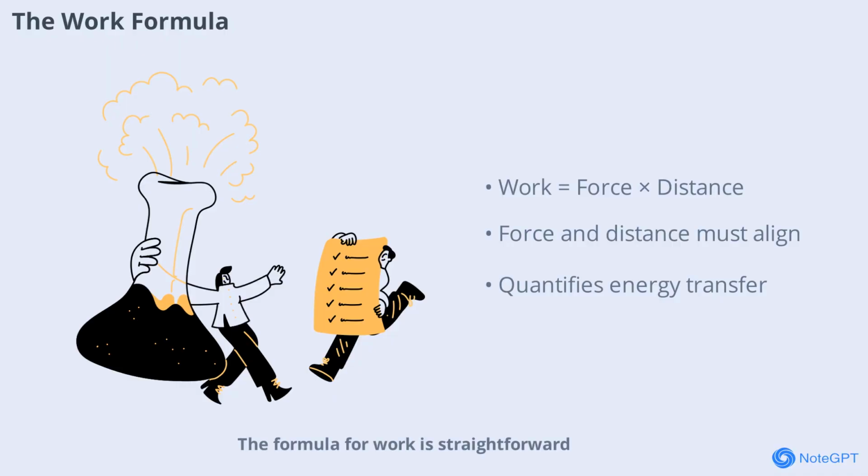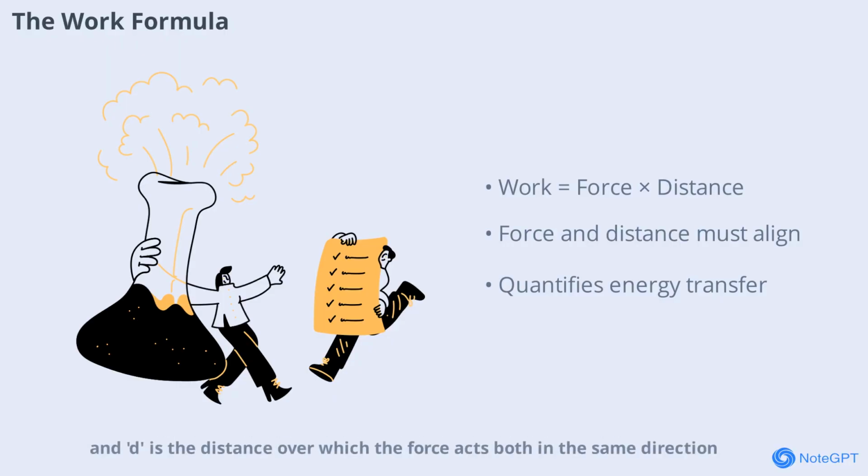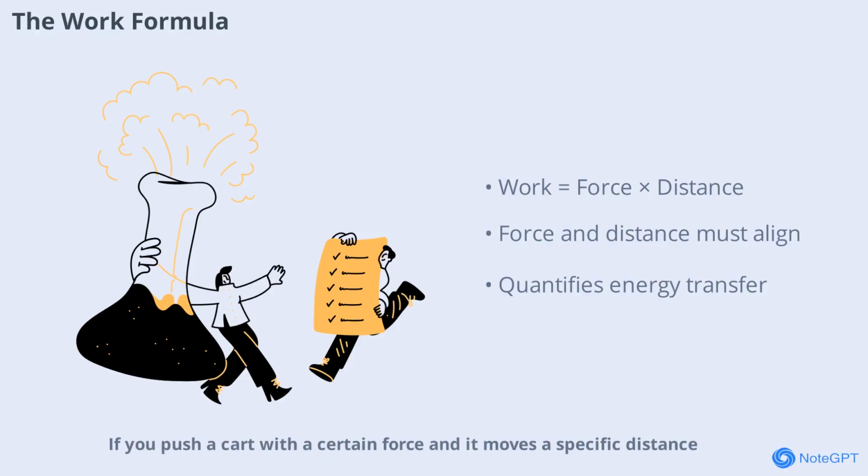This precise definition helps us measure and calculate how energy is transferred in various situations, making it a cornerstone of physics. The formula for work is straightforward. Work equals force multiplied by distance, or W equals F times D. Here, F stands for the force applied and D is the distance over which the force acts, both in the same direction. If you push a cart with a certain force and it moves a specific distance, you can calculate the work done.